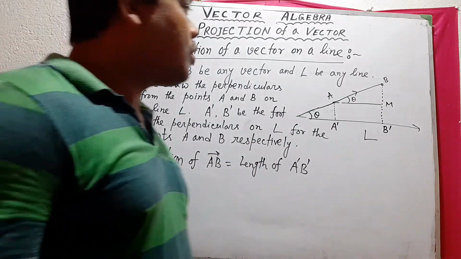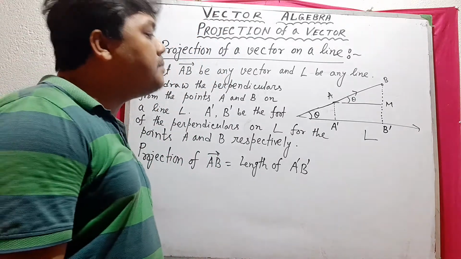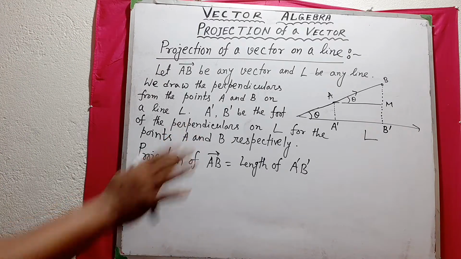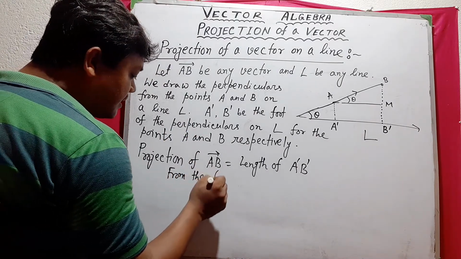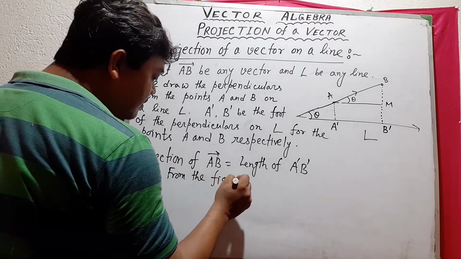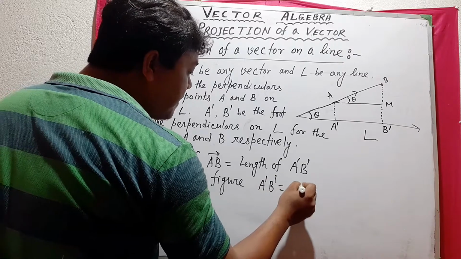A prime B prime. So what is our goal? Our goal, we have to determine the length of A prime B prime. So clearly from the figure, A prime B prime equals AM, right?